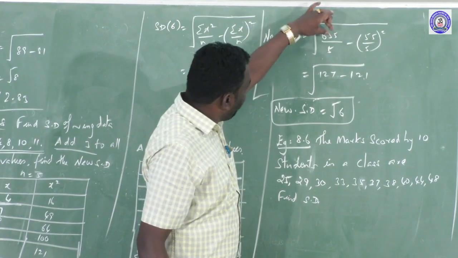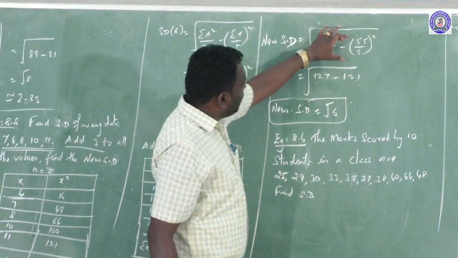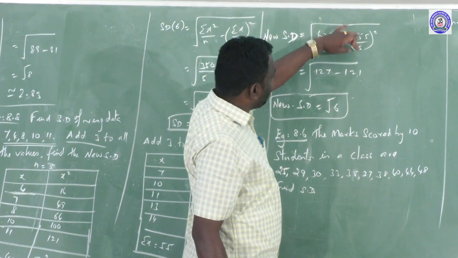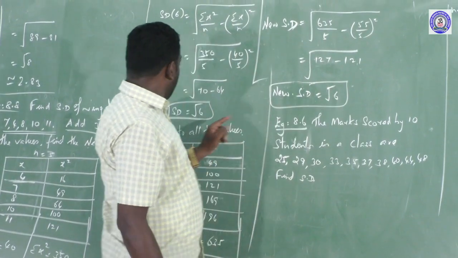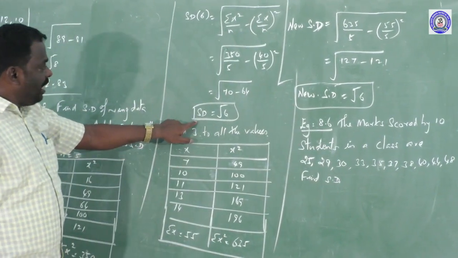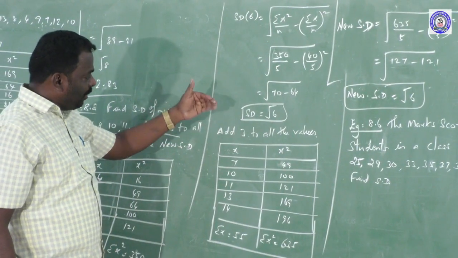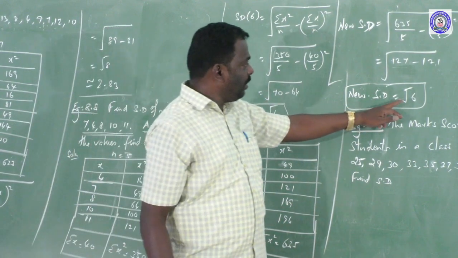If you simplify this value, it is 271, and simplifying the other value, it becomes 11. 11 squared is 121. Now subtract the values, you get root 16. Now see that for the given data, the standard deviation equals root 6, and after adding 3 to each number, again we get the same standard deviation, root 6.